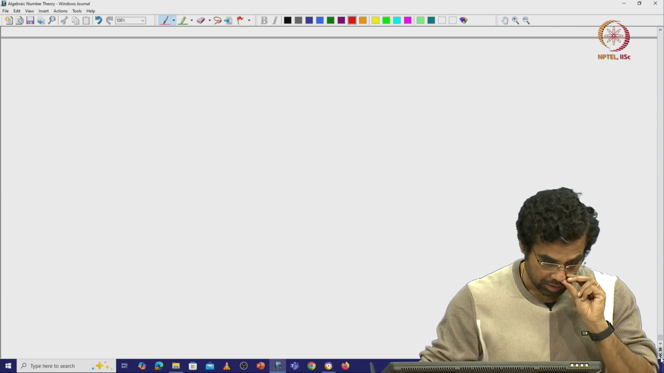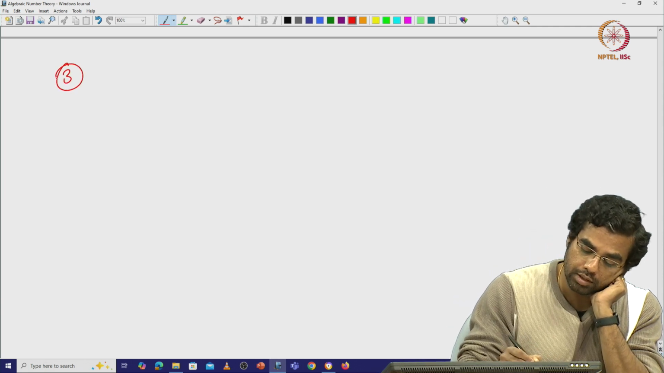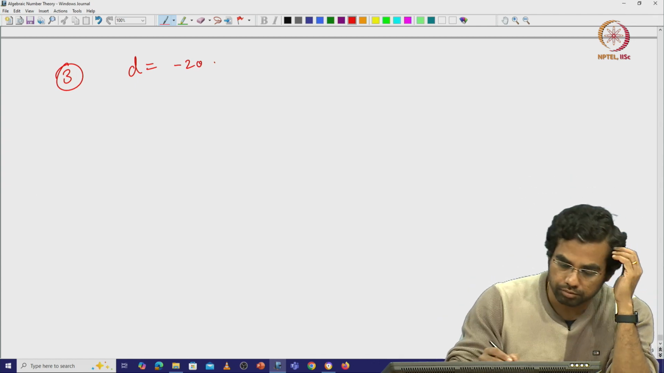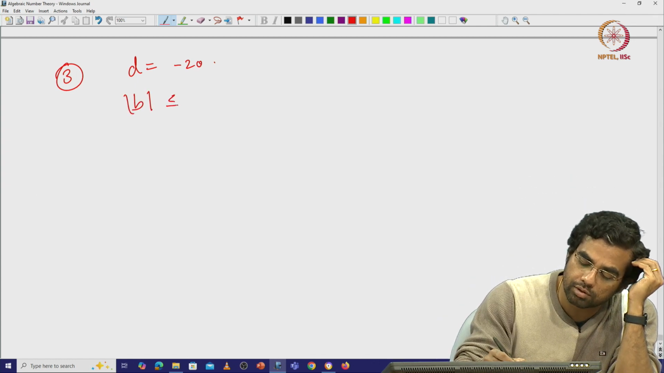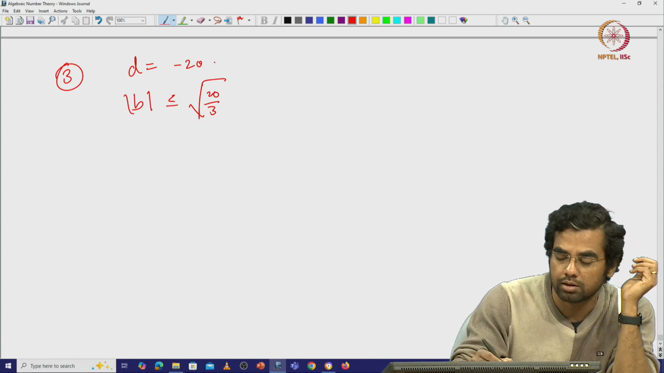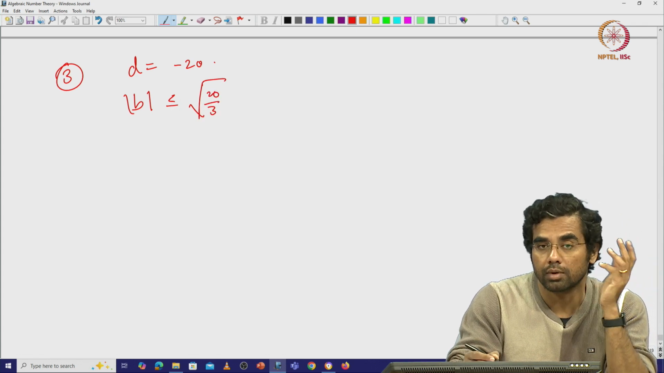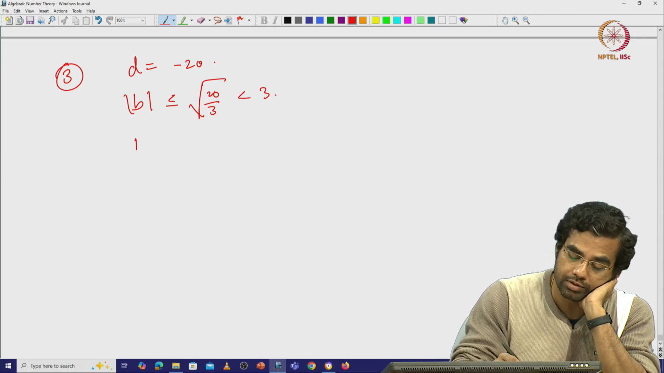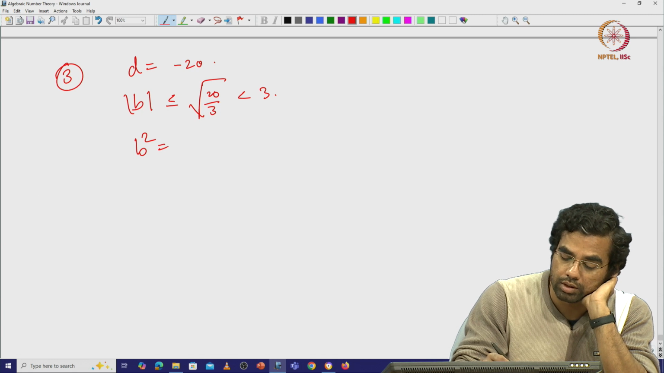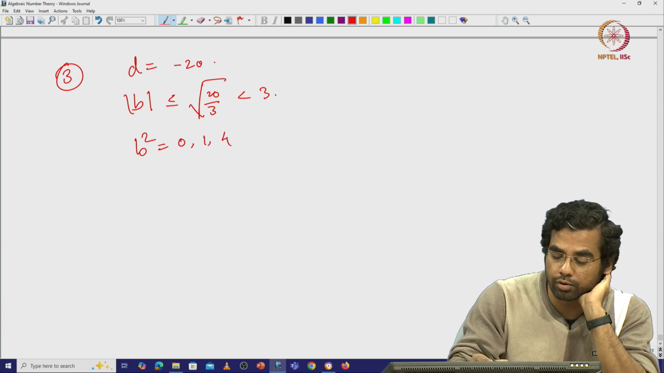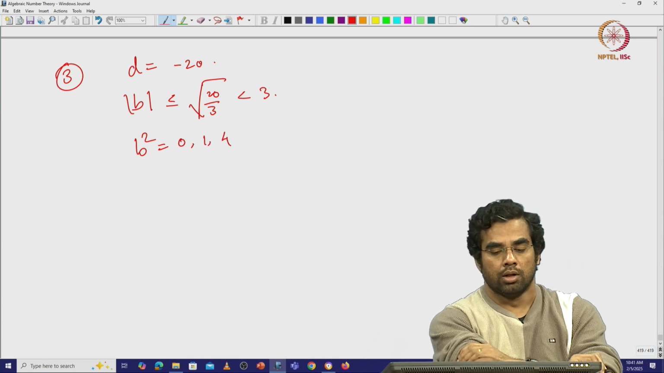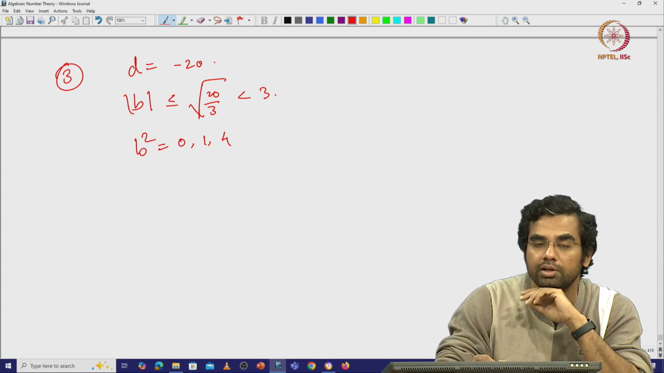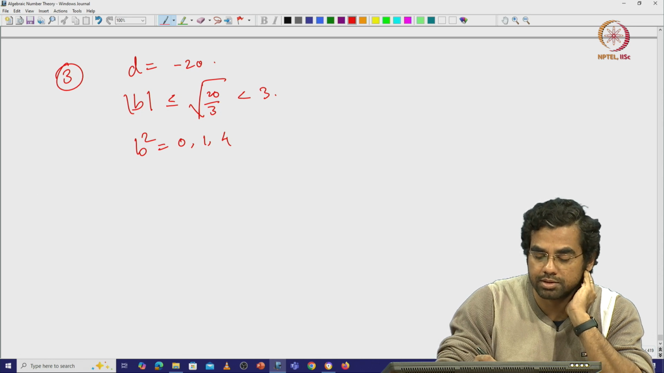Okay. Let us look at one more example. I take d to be minus 20, then mod b is less than or equal to square root of 20 by 3, which is roughly square root of 7, and so this is less than 3. So, b square is equal to 0, 1 or 4, right. Those are the possible values of b square, because the possible values of b are 0, plus minus 1 and plus minus 2.